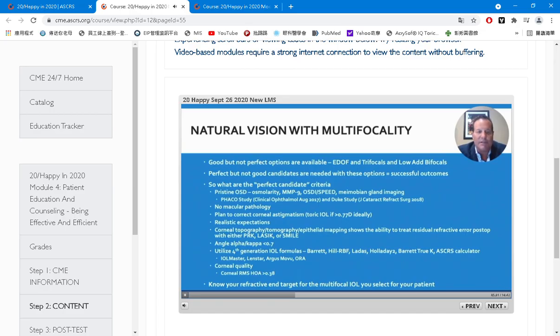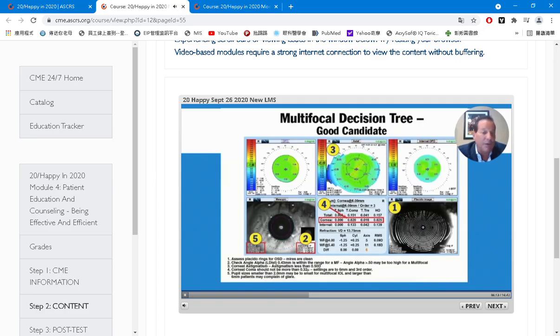Those with pristine ocular surface. You know, the FACO and Duke study have shown most patients are asymptomatic and have true objective signs of ocular surface disease. So make sure you treat it ahead of time. Make sure they have no macular pathology. Plan to correct corneal astigmatism. Realistic expectations, really important, as we've discussed, and do all your imaging to make sure they are enhanceable post-op if you miss target. No less a concern is corneal quality and angle alpha, angle kappa. I look at those as well. Devices such as the OPD3 can give you all this data, and there are other devices too. We just use that in our clinic, and it really gives you a good assessment of which patients are perfect candidates or not.